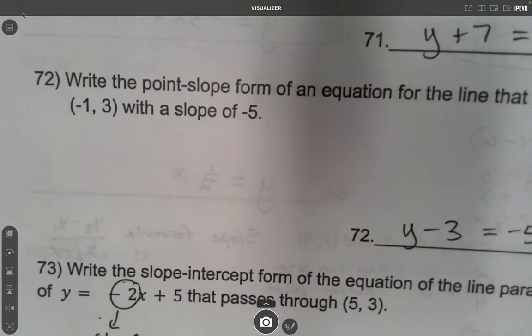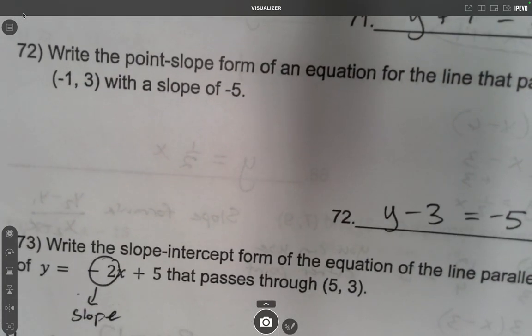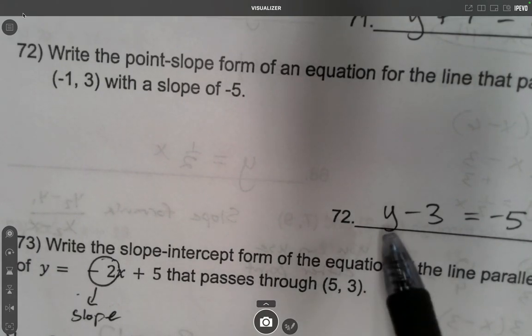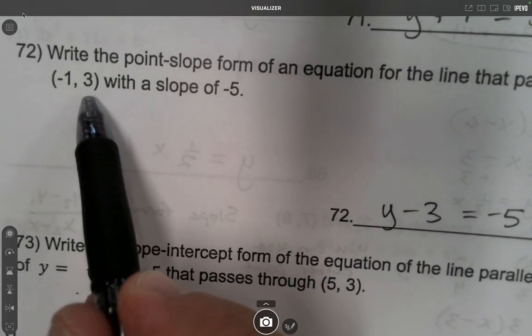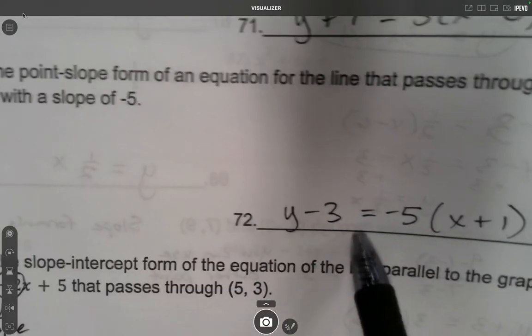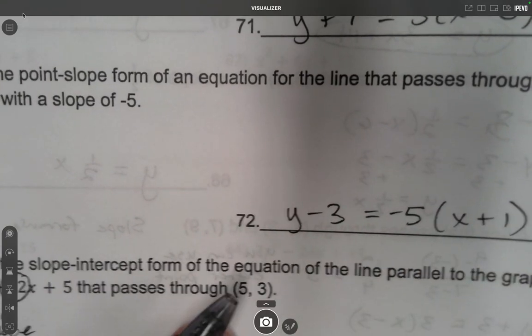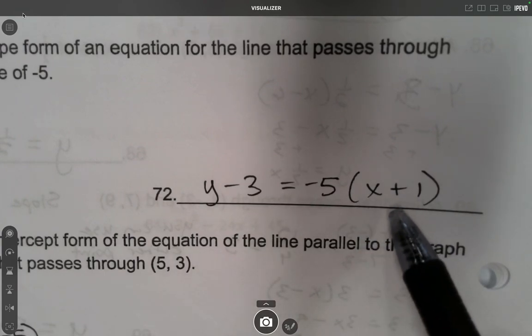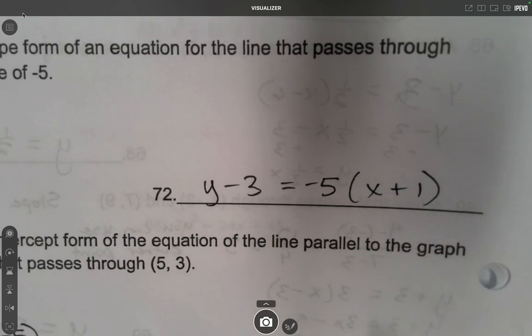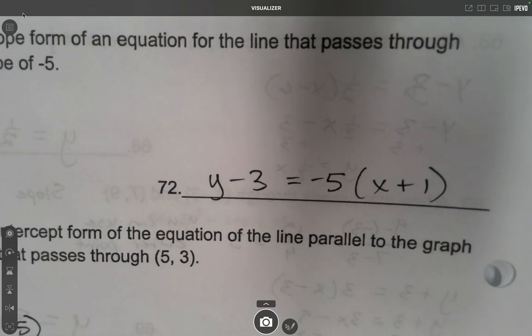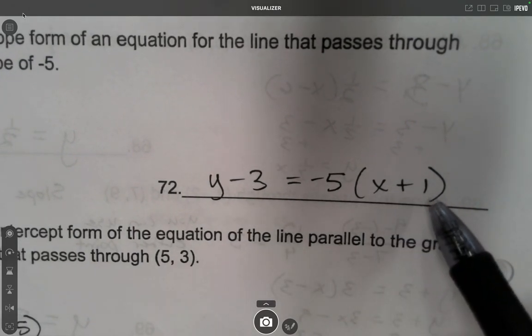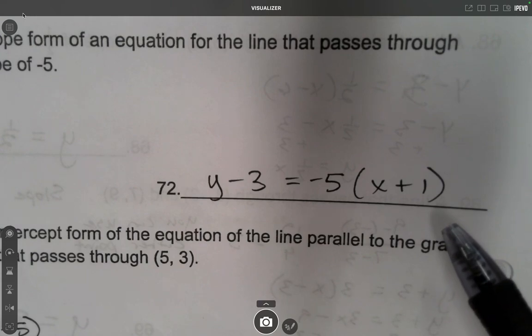72 is the same. We're given the point negative 1, 3, and a slope of negative 5. So we do y minus the y value, which is 3, equals the slope, negative 5, times x minus the x value. Since our x value is negative 1, we do x minus negative 1, which is the same as x plus 1. And you don't have to do any further work than that, because that is the point slope form right there. And if you happen to write x minus negative 1 and leave it, I'll still give you full credit for that. That's fine if you write that.